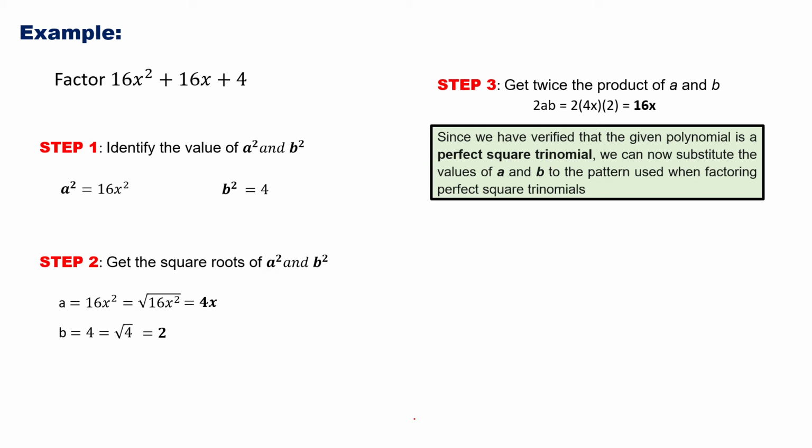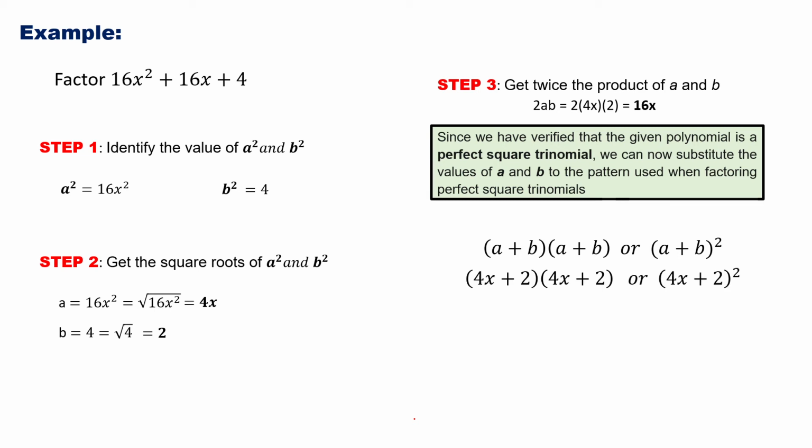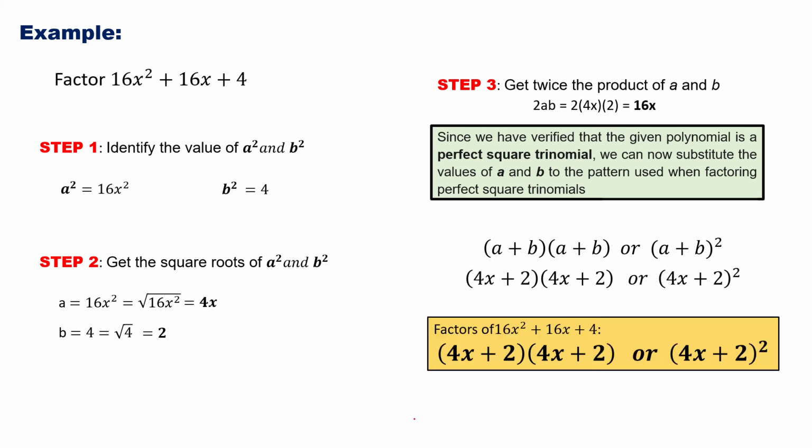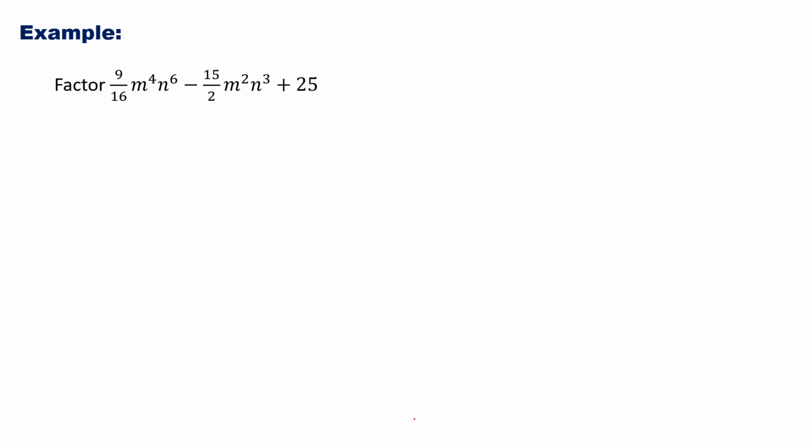And since lahat ay positive sa terms na given na ating trinomial, ang gagamitin natin na pattern ay yung pinakauna. A plus b times a plus b or yung a plus b squared. And by substituting the values of a and b, we will get 4x plus 2 times 4x plus 2 or 4x plus 2 squared. And that is the factor of our given trinomial. Now, let us proceed with the second example.